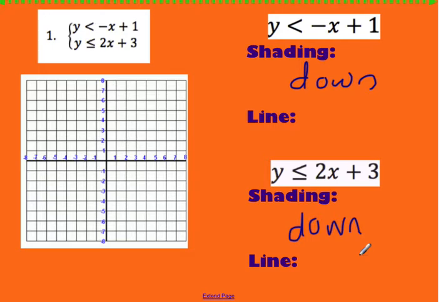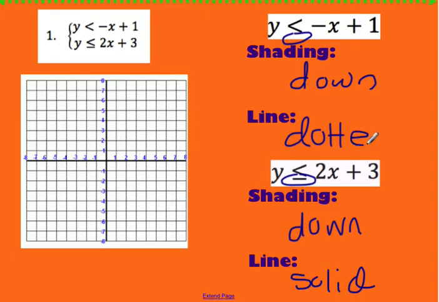Now remember, if there's a line underneath the inequality, the line is going to be solid. So this equation right here is going to have a solid line because the line is underneath that inequality symbol. However, on the first one, there is no line underneath, so that one is going to be dotted. Okay, so let's take a look at graphing number 1.